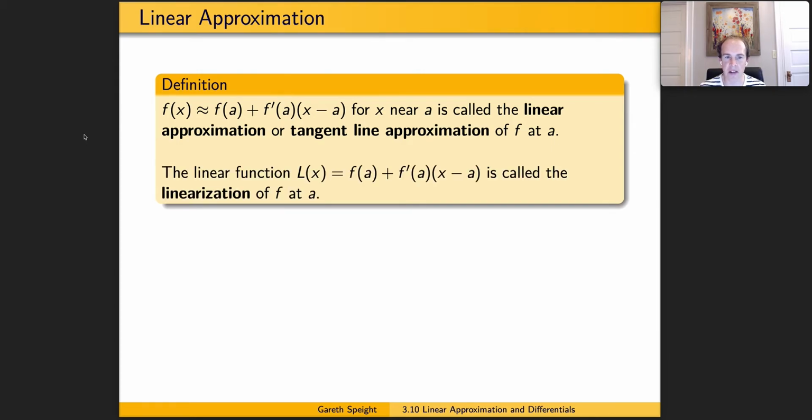And the thing on the right is important. It has a name. It's called the linearization of f at a. So we just took this thing on the right-hand side and we called this L of x. This is the linearization. And this is a linear function. So all linear function means is it looks like constant times x plus constant. So anything that looks like that is linear.